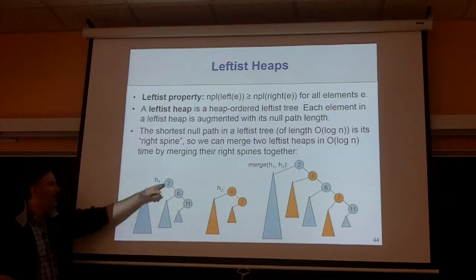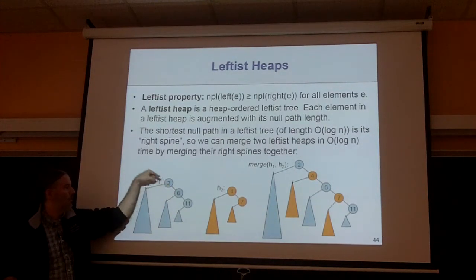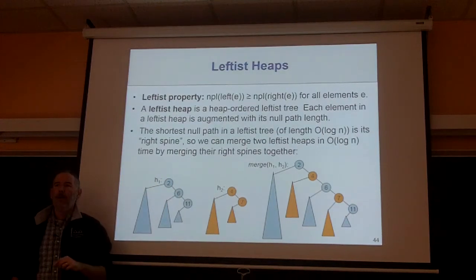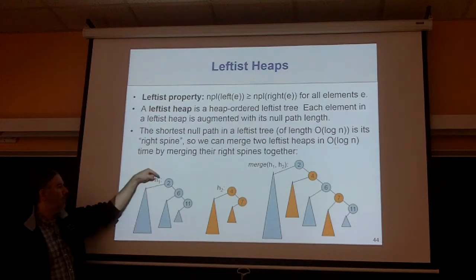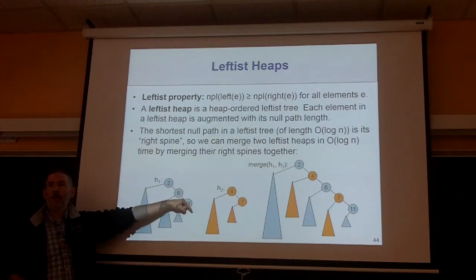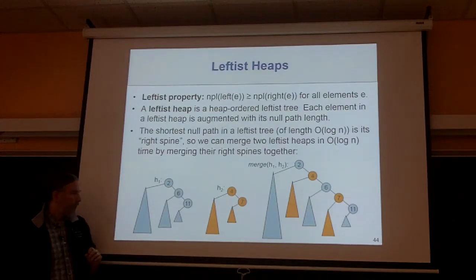It's just that every node orders its two children so that the right guy is the one you want to move to, the one that has the shorter null path. And that's kind of nice, because it means that if you want to choose a short null path, you just walk down the right side of the tree, the right spine of the tree, and that always has length order log n, all right?